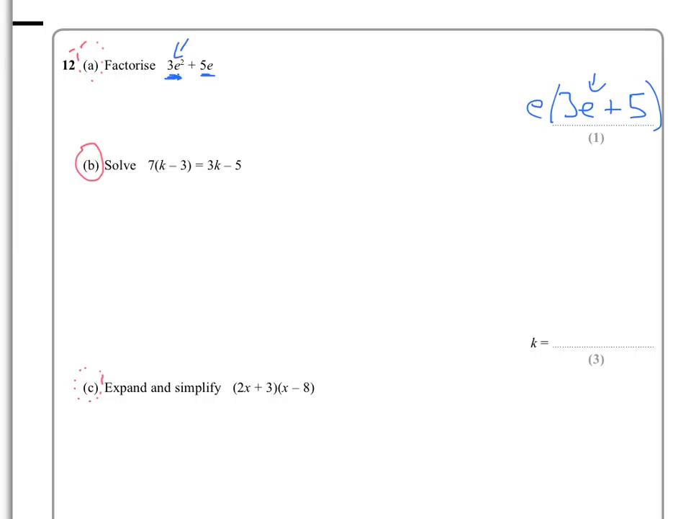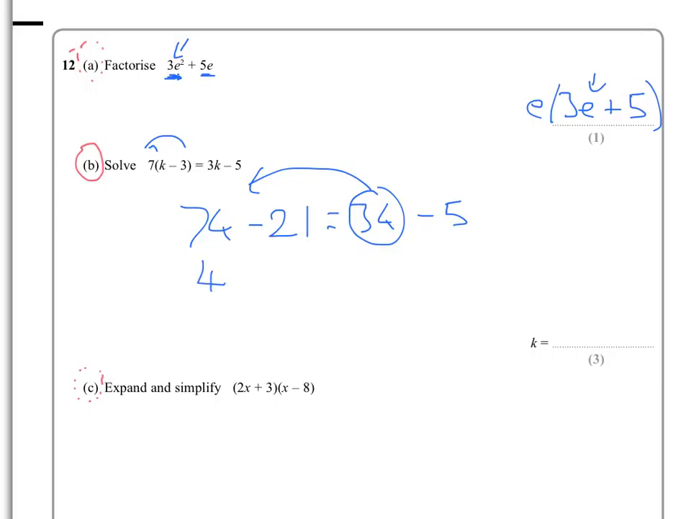Next one, everybody should at least get 1 mark here. As soon as you see an equation with some brackets in it, you know you've got to expand those brackets. So 7 times k is 7k. 7 times minus 3 is minus 21. And that equals 3k minus 5. Now, we're going to get these 3k and we're going to flip them over to this side of the equal sign, but remember we change them into a negative 3k. So 7k minus 3k is a 4k on this side. And that leaves us with this.